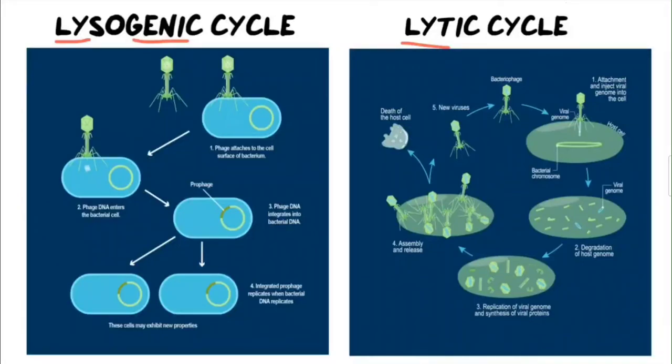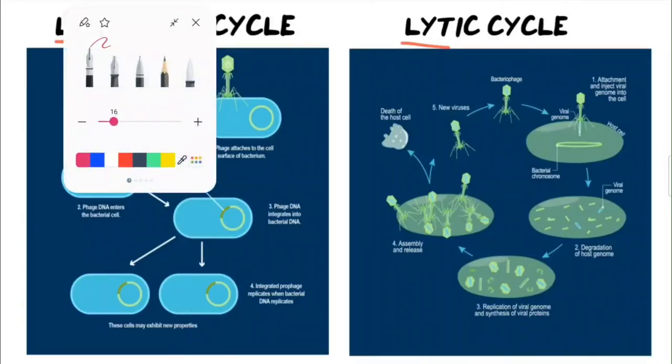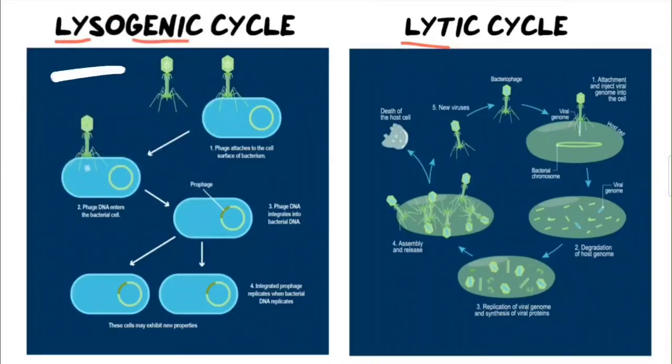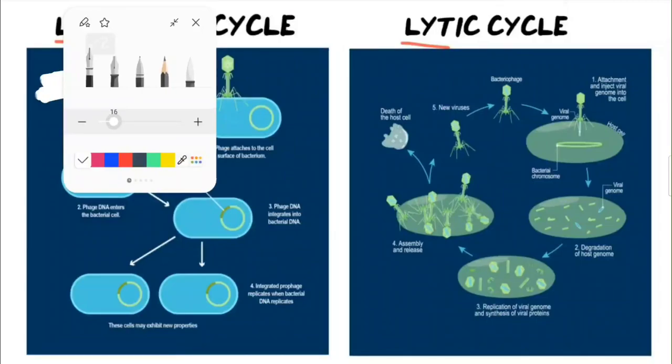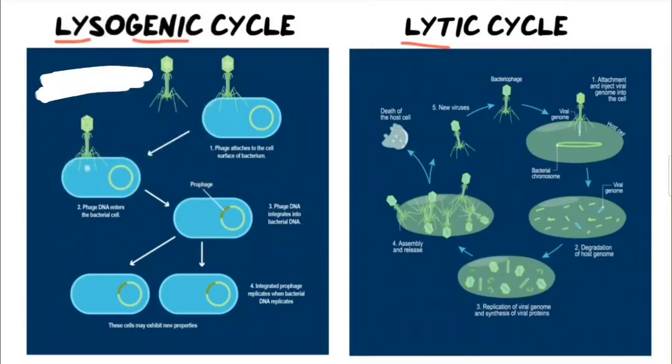Firstly, in the lysogenic cycle, there is more or less nothing happening to the host cell. There is totally nothing happening. The virus is dormant and doesn't cause any effects. This is peaceful. Nothing happens.